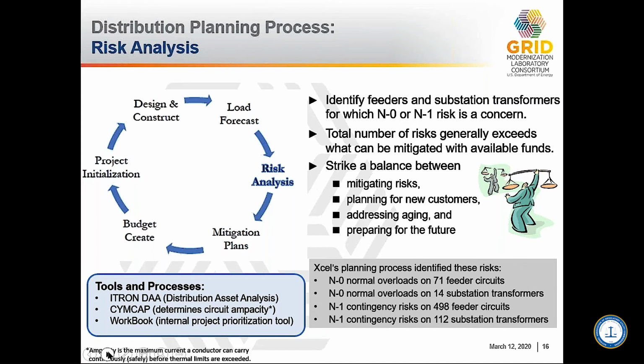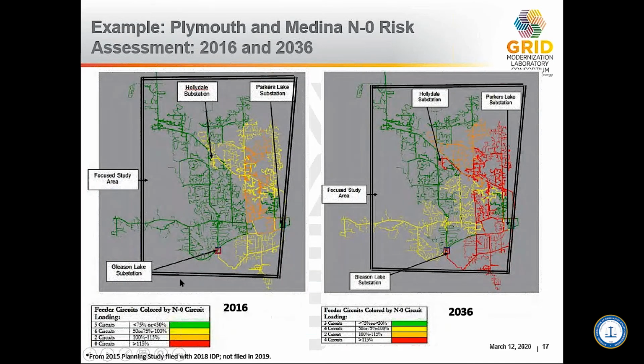So on the next slide, I show you an example from a system study that was done in 2016. The study was done for a focused study area that included several feeders from a substation. The left chart shows the circuits that are at risk of being overloaded during N-0 or system intact conditions in 2016. The right chart shows the circuits that are at risk of overloading under normal conditions 20 years later in 2036, based on the load forecast.